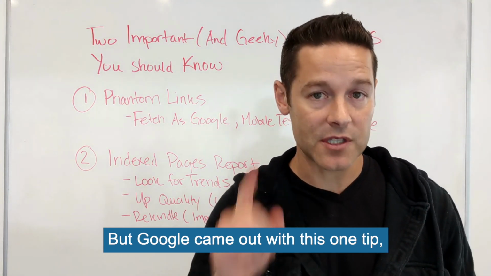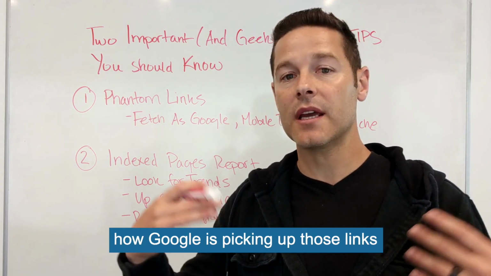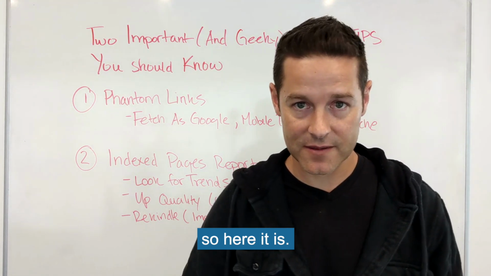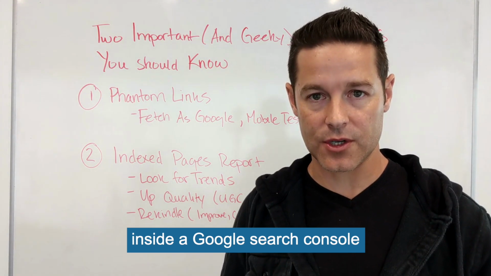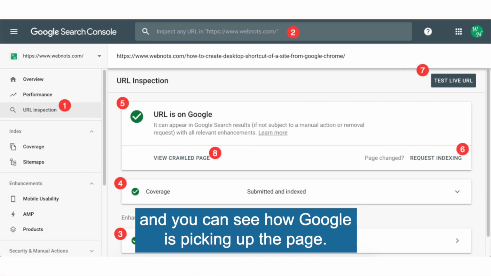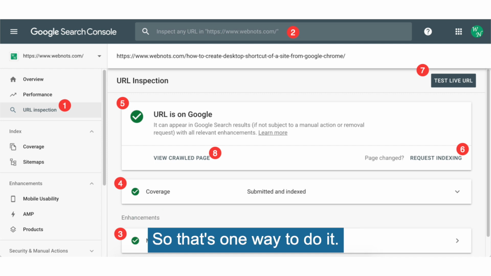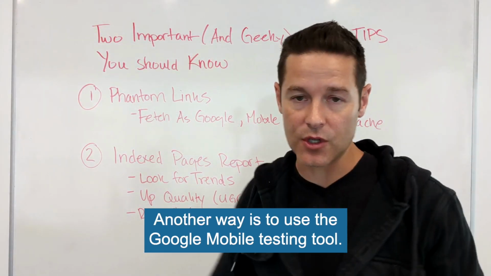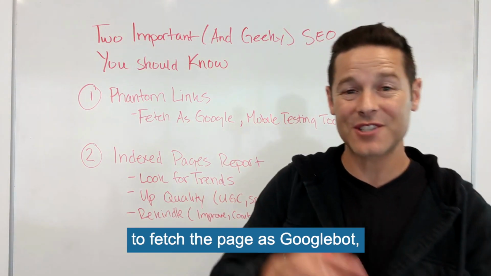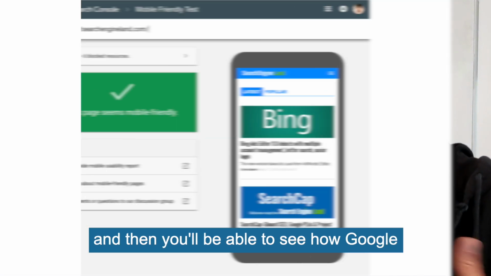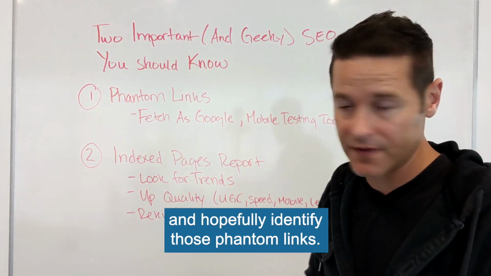But Google came out with this one tip, something you can do to figure out how Google is picking up those links. So here it is. First, you can do a fetch as Google inside of Google Search Console, and you can see how Google is picking up the page. And that's going to give you a pretty good look at the code. So that's one way to do it. Another way is to use the Google Mobile Testing tool. The Google Mobile Testing tool is going to fetch the page as Googlebot, and then you'll be able to see how Google is actually picking up that page and hopefully identify those phantom links.